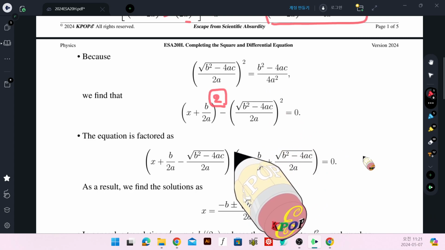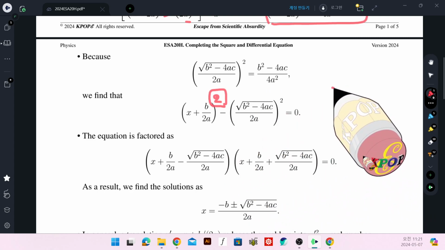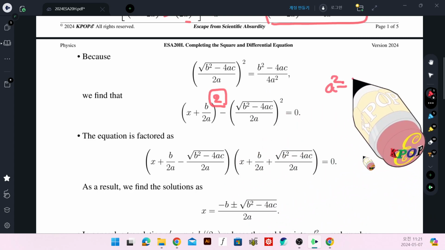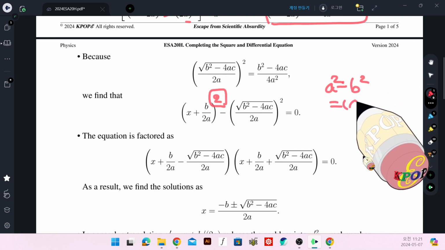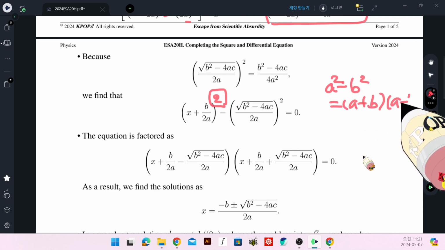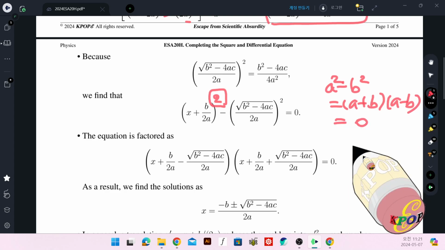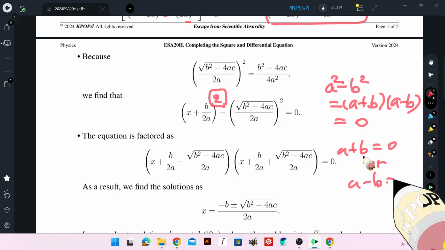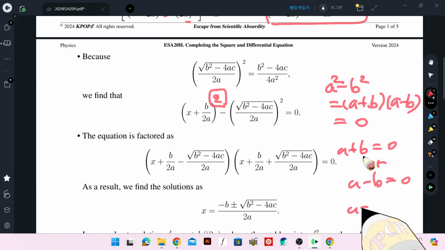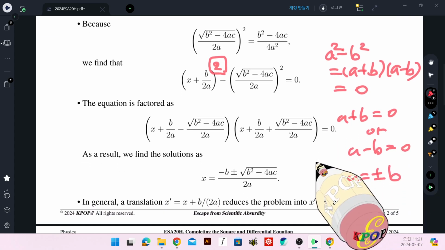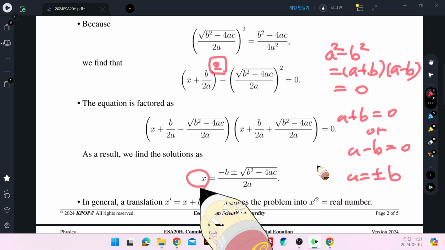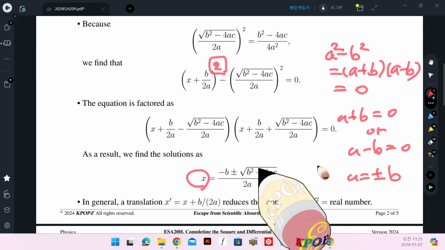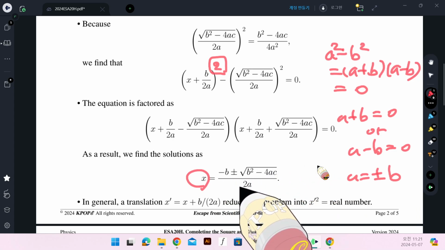Now, this one is factorizable. A squared minus b squared equals a plus b times a minus b equals 0. So that means a plus b equals 0 or a minus b equals 0. That means a equals plus or minus b. As a result, we have found the solution for the quadratic equation: minus b plus or minus square root of b squared minus 4ac, over 2a.